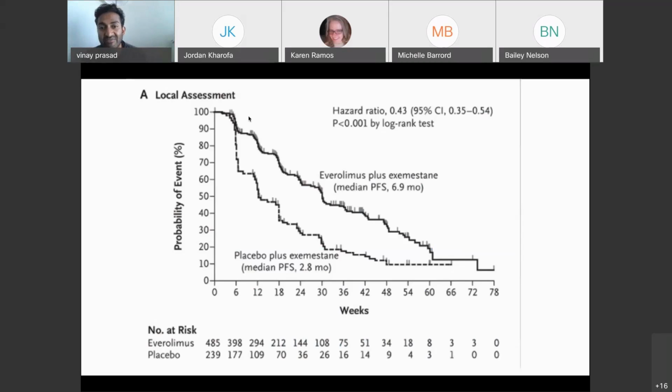Let me give you another way to think of it. Imagine I do a randomized control trial, placebo exemestane versus low-dose atropine exemestane. Low-dose atropine, is it fun to take or slightly miserable to take? I would say slightly miserable.